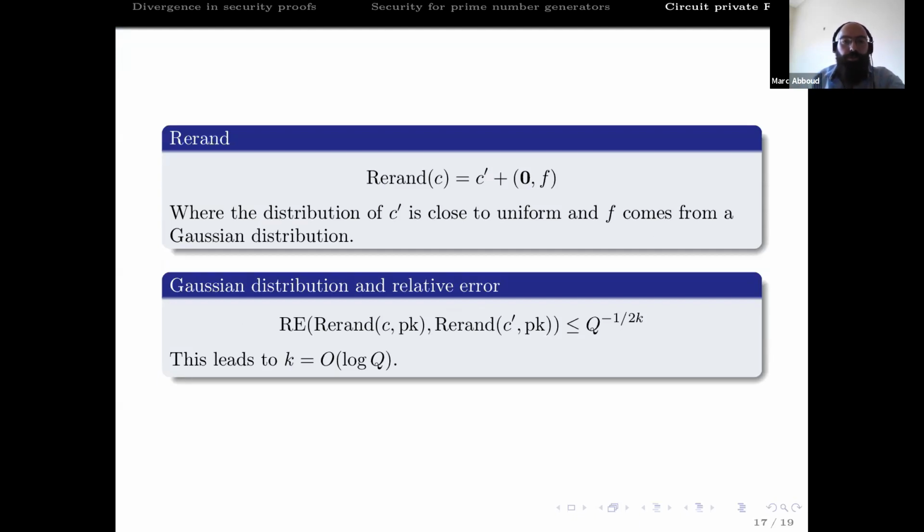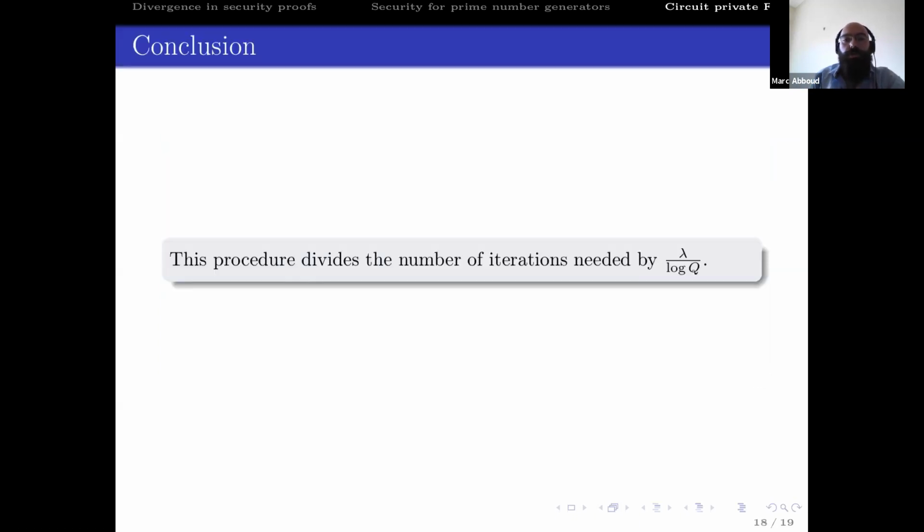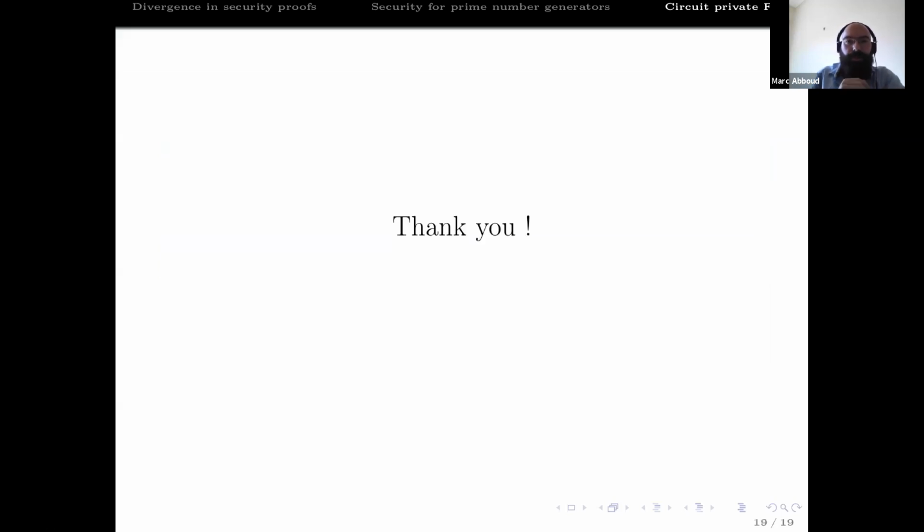We show in the paper that we managed to get the bound we want on the relative error. So when you iterate it k times, k being of the order log of q, the number of queries, you get the wanted level of security. In conclusion, we managed to divide the number of iterations of the process by lambda over log q, where lambda is the security parameter. That's it, and I'll be waiting for your questions.